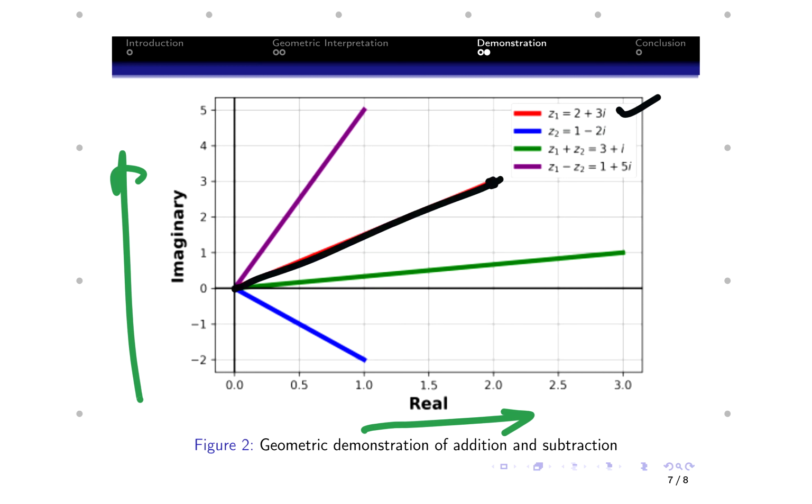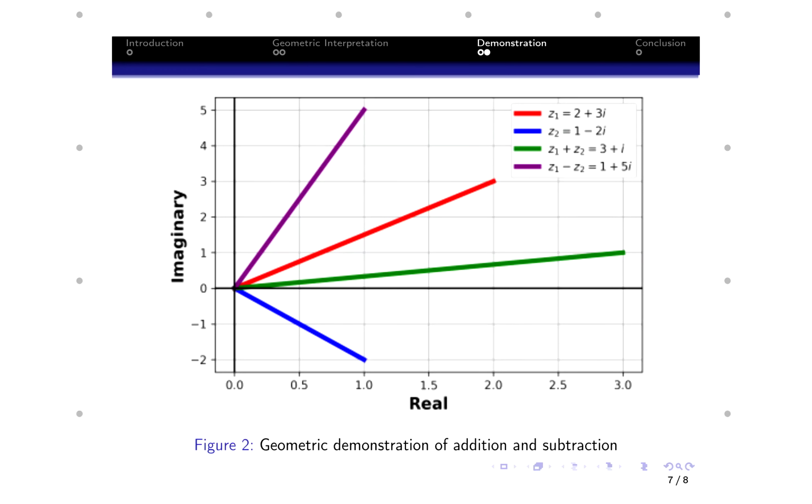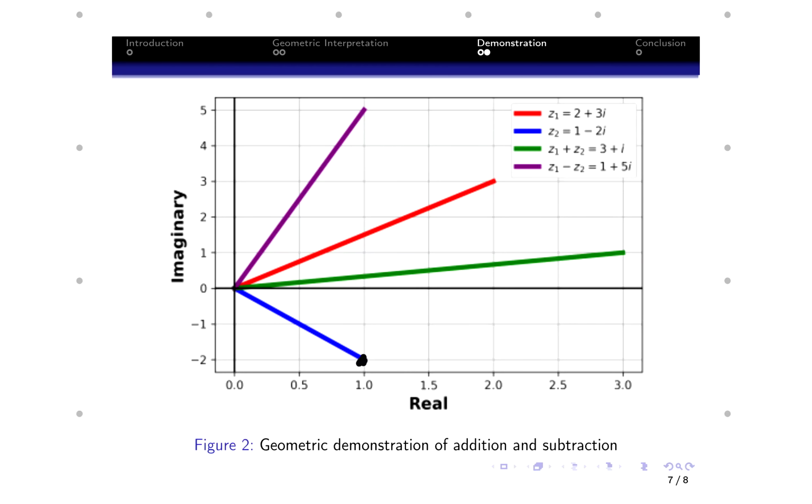Then for 1 minus 2i, that's 1 on this axis, then minus 2 on this axis. So this is point 1 minus 2i, all right? And then you draw a line from the origin to meet that point. That is how to represent that one.